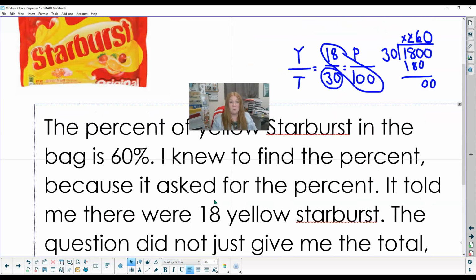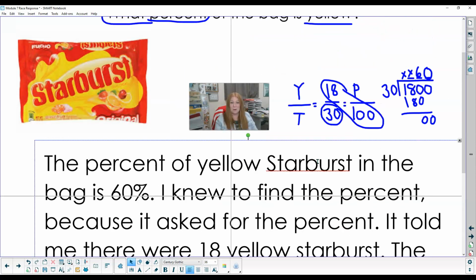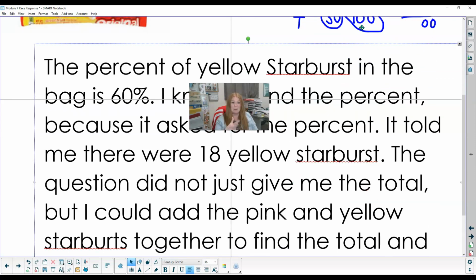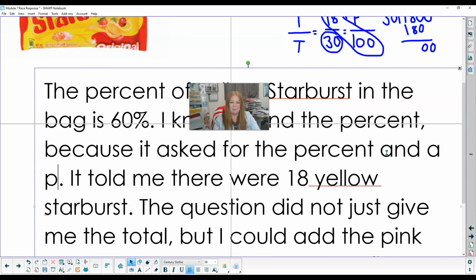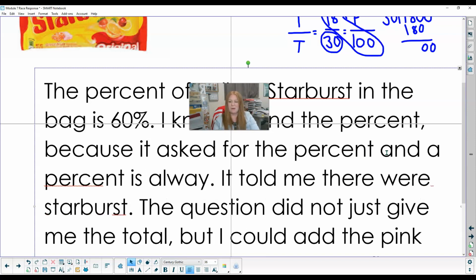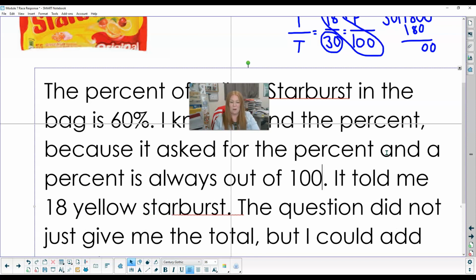So I kind of walked myself through. How did I know what each number is? Oh, I better say something about my 100. So the question, let's see. I knew to find the percent because it asked for the percent. And a percent is always out of 100.